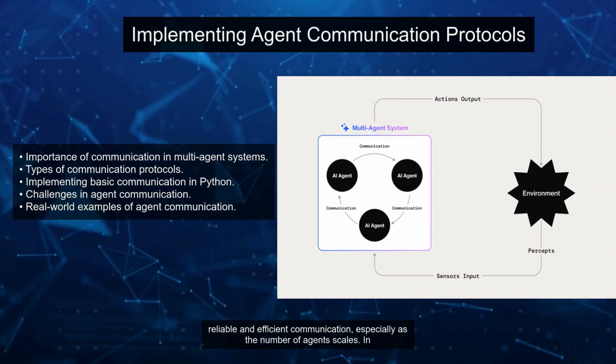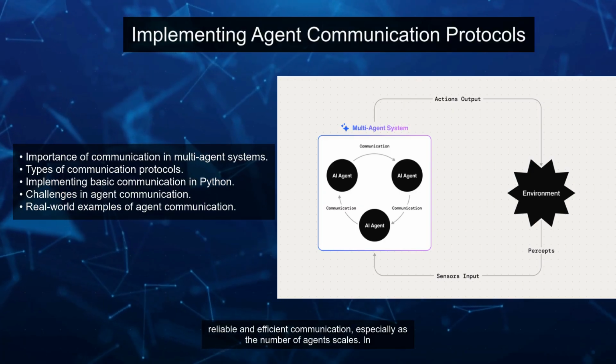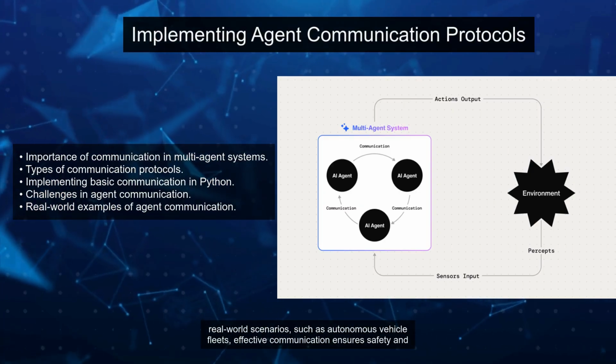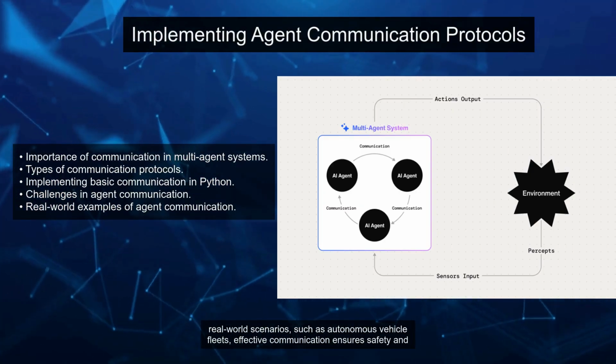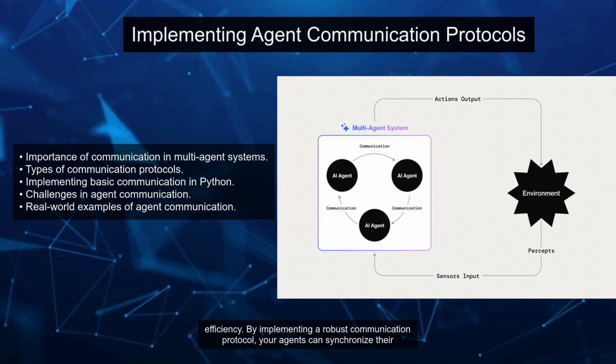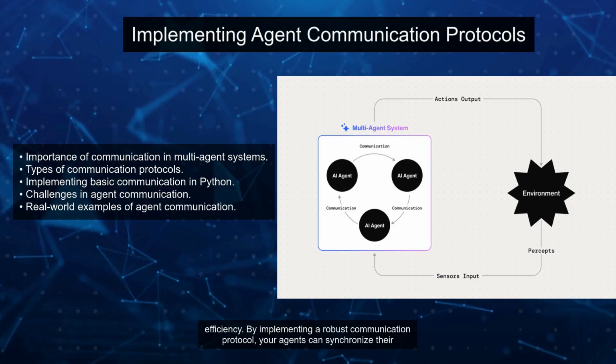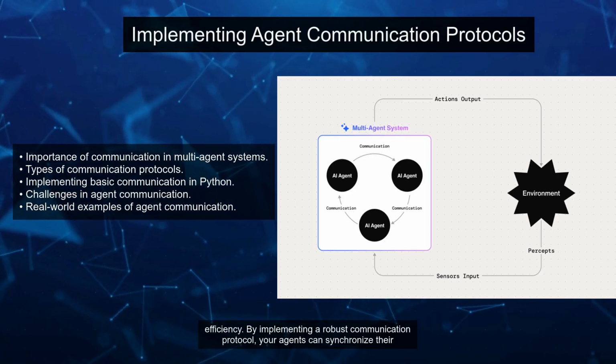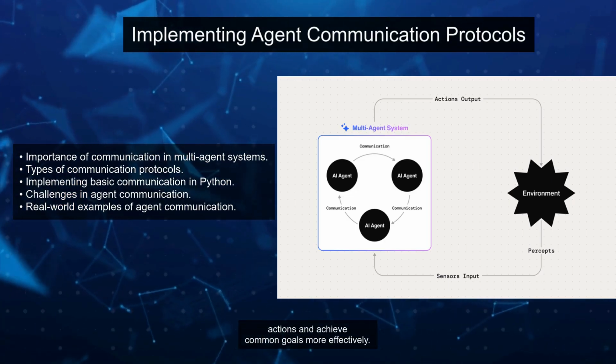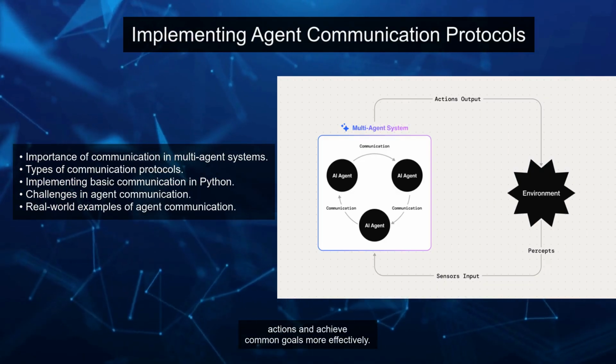One challenge is ensuring reliable and efficient communication, especially as the number of agents scales. In real-world scenarios, such as autonomous vehicle fleets, effective communication ensures safety and efficiency. By implementing a robust communication protocol, your agents can synchronize their actions and achieve common goals more effectively.